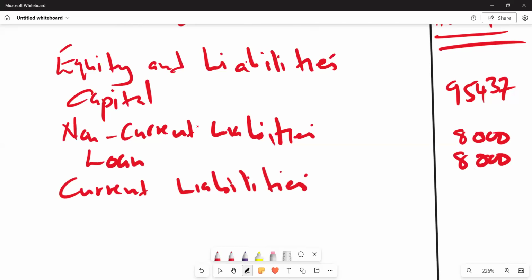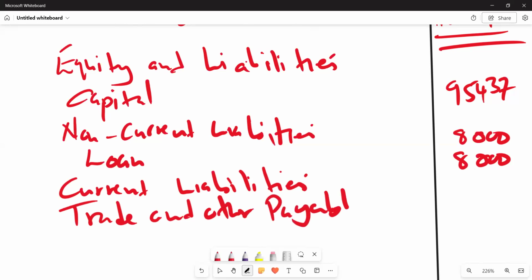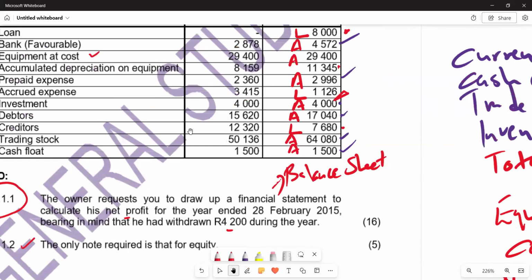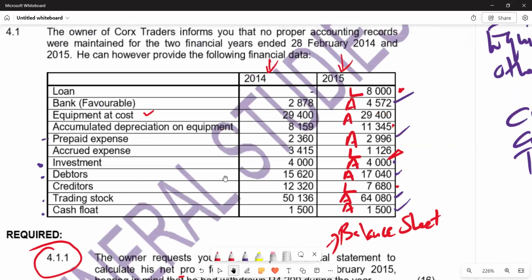So for current liabilities, remember the first description that we are going to have is trade and other payables, whereby we are going to include our creditors figure, and then we add other payables that are in the question. Other payables, we can have accrued expenses or owing of expenses. It's a payable, and also we can have a prepayment or income in advance. It's also a payable.